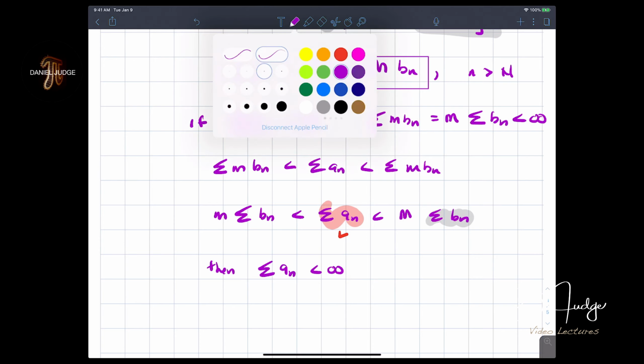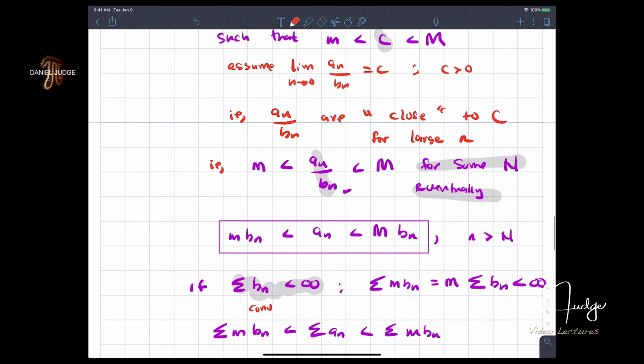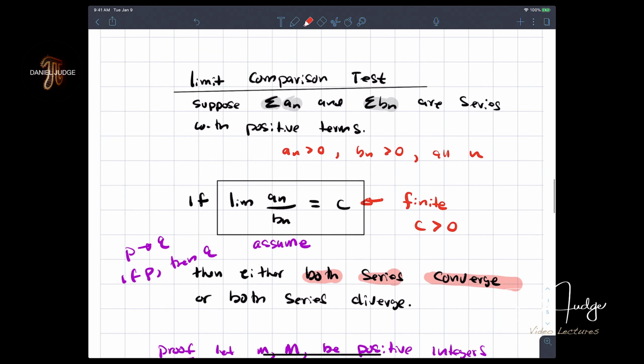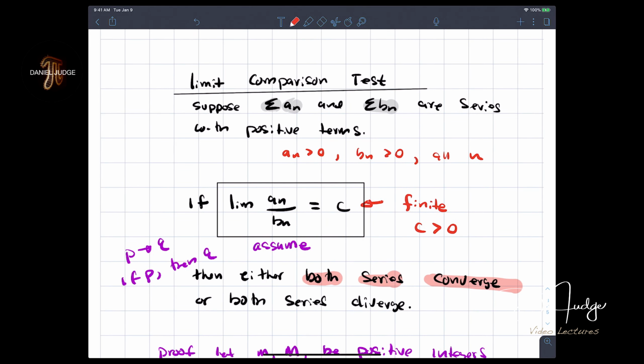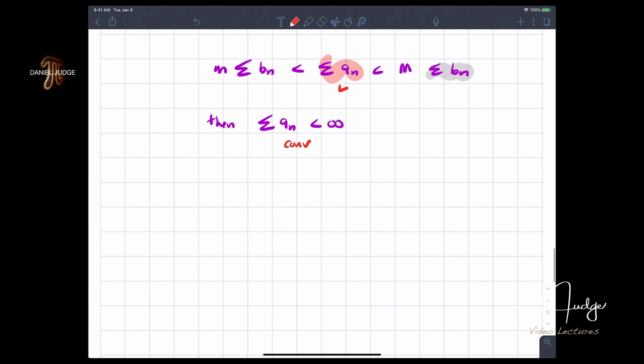So we have here convergence, and we have here convergence. And that's why they say in the limit comparison test that either both series converge, these series up here, An and Bn. So with that assumption, both series will converge.